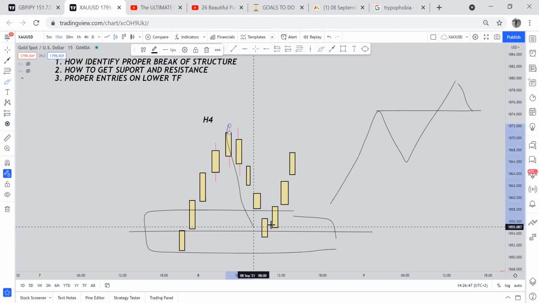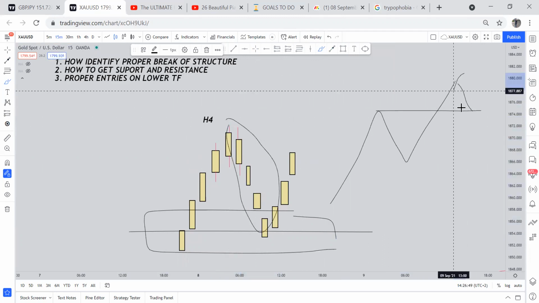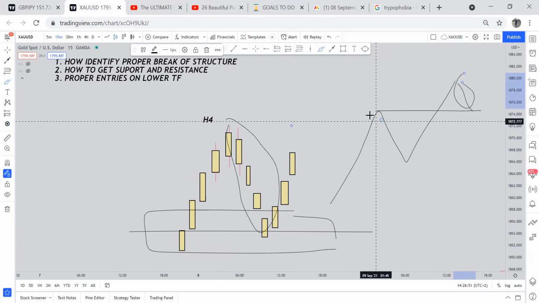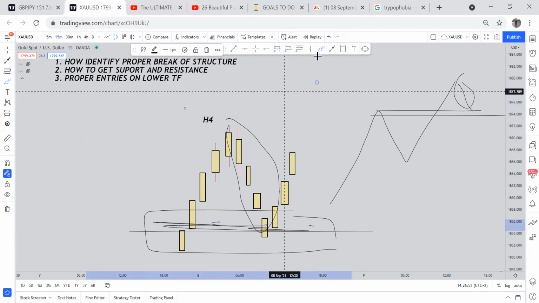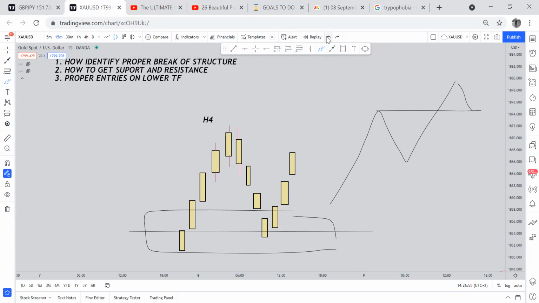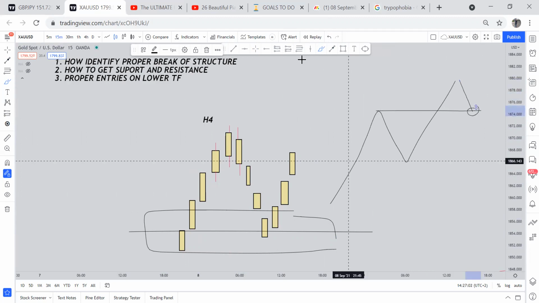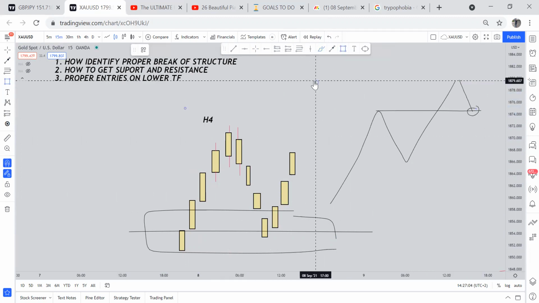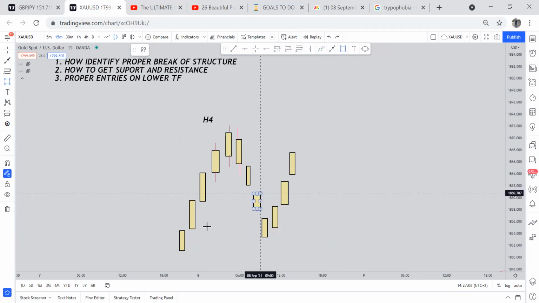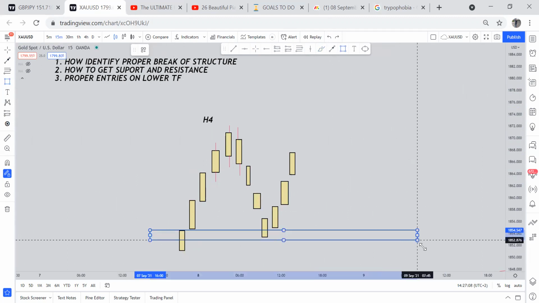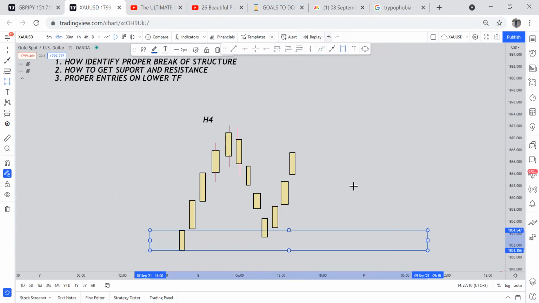So this area here is the same as this area here, as you can see. I guess I illustrated that one perfectly. So now we came back for a retracement, and now we are at this area here. Let me just remove this and put in this. So now we are in this area.